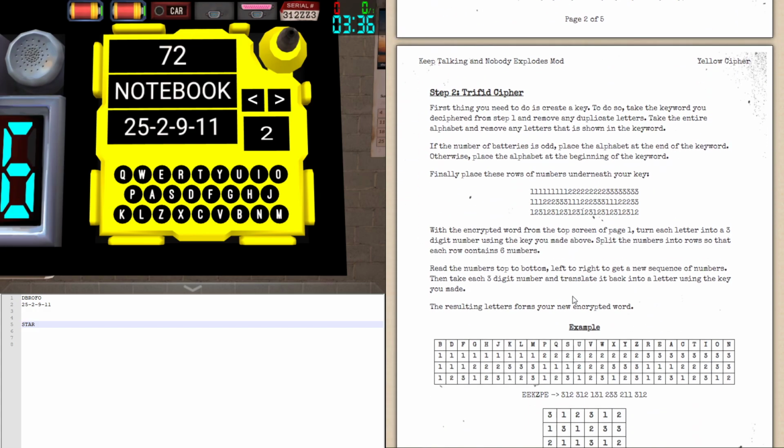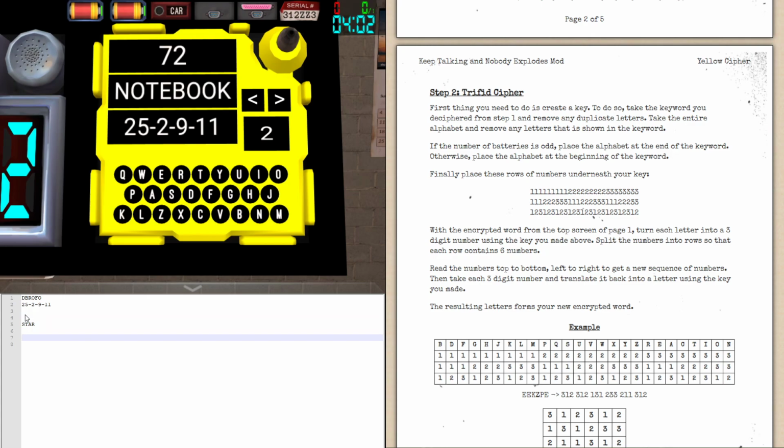Next is going to be Trifid Cipher. Using our keyword that we got from step 1, we're going to remove any duplicates in it. So there isn't any duplicates, but if we had notebook, for example, we have N-O-T-E-B, and then these 2 O's would go away, and then the K. So remove any duplicates. So for star, there are no duplicates.